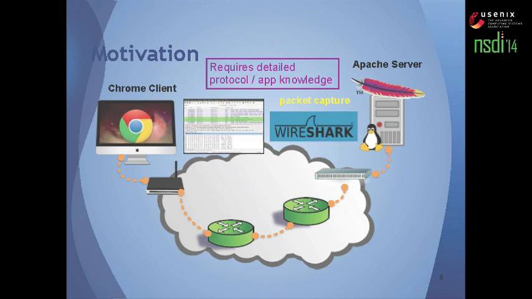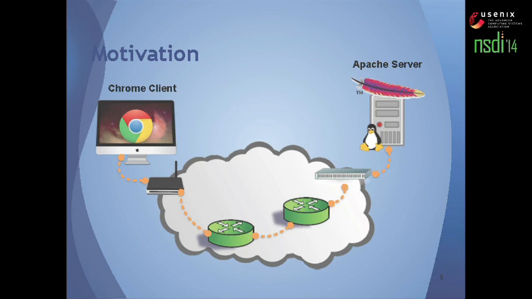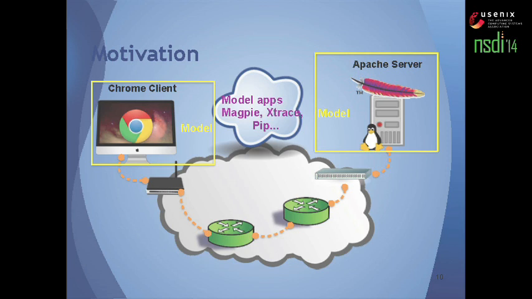Okay, so another thing that a lot of researchers have proposed is that we could model applications. We could build a model of something like Chrome. We could model Apache. And this would be a good way for us to find bugs with those applications. And that's true. It would be great. But you need to build a model for every application then, and that just really doesn't scale and is really problematic.